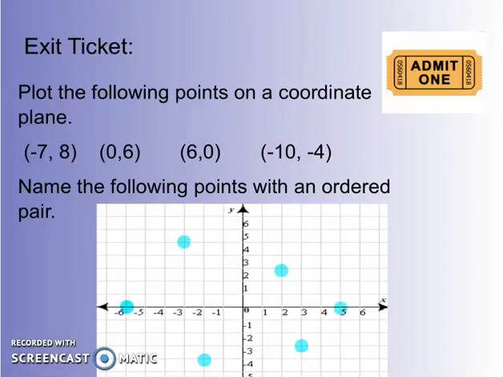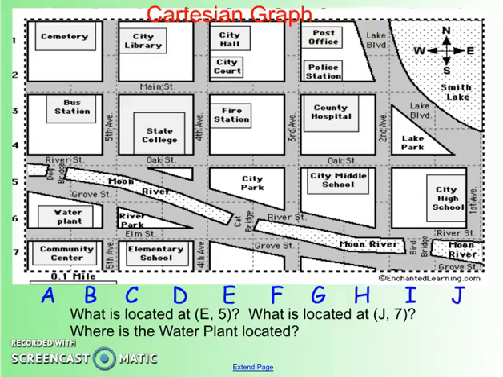Now, I would like for you to look at this next one. This is called a Cartesian graph, and we use a coordinate plane to actually locate different spots on a map. This is a different map though. Notice there's numbers on the side and then letters on the bottom. These are rows and these are columns. And notice when they intersect, they come together and find a location.